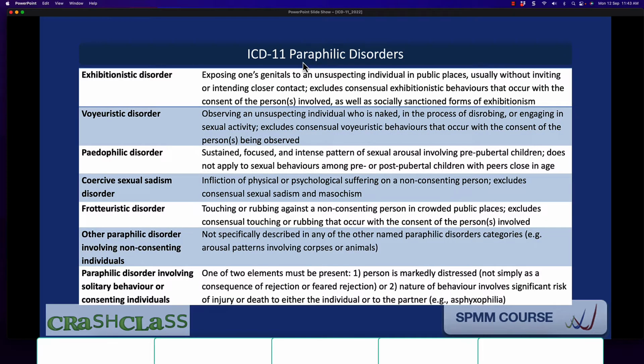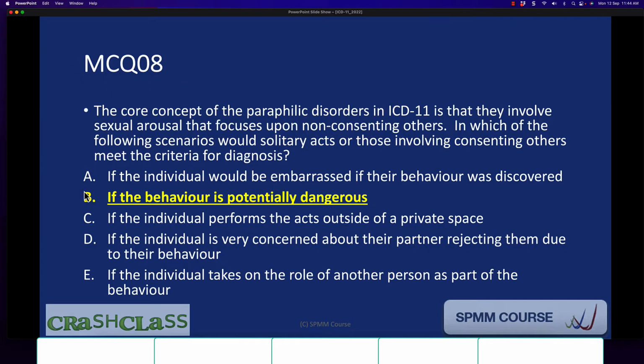There is a category under paraphilic disorders which can be used if an individual's solitary acts or those with consenting others are associated with thoughts, fantasies, urges or behavior which are very distressing but not as a consequence of rejection or feared rejection of the arousal pattern by others, or confer direct risk of injury or death. So this is the category under paraphilic disorders that can be used. Question number 8. The answer is B, if the behavior is potentially dangerous.